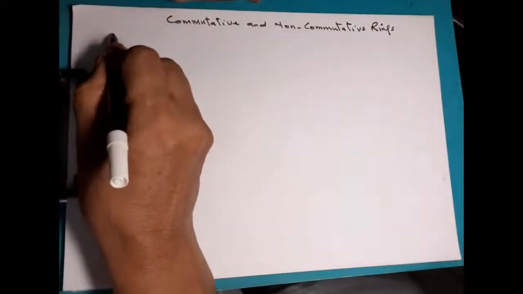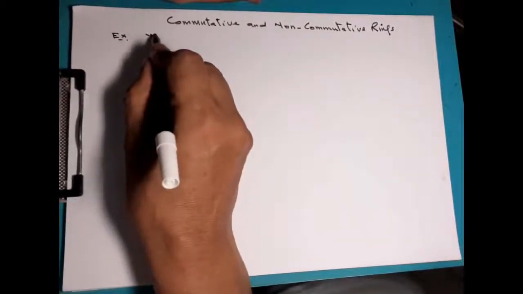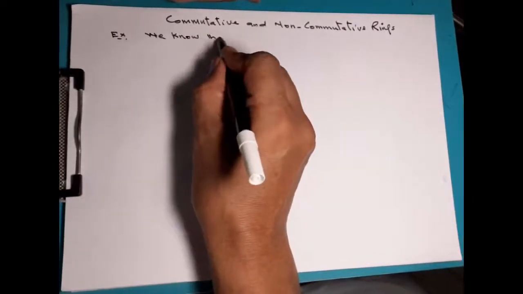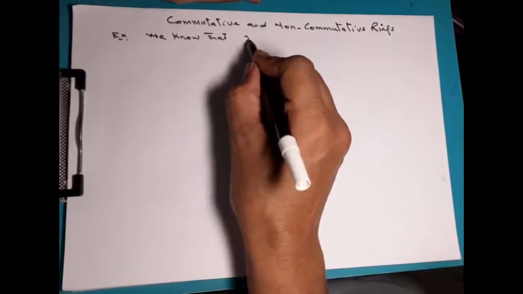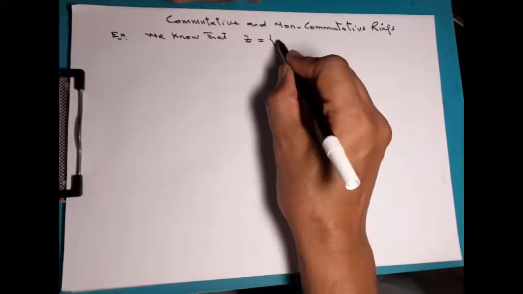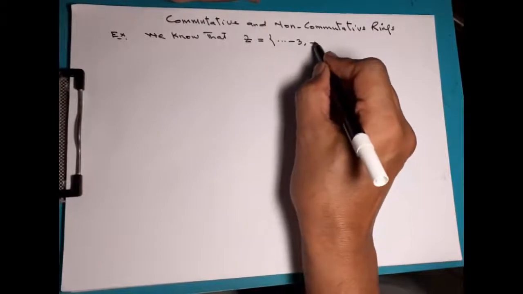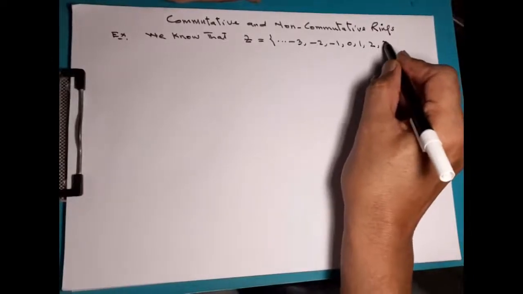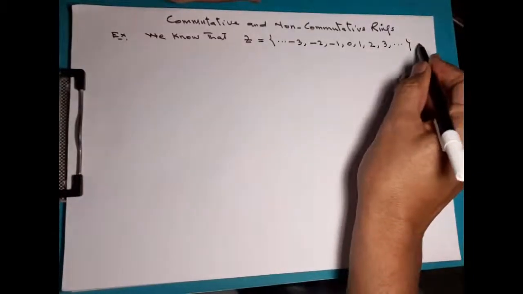Dear students, we are discussing the concept of ring and we have discussed quite a few examples of rings. Let's consider one more example. We know that Z, the set of integers, is a ring.